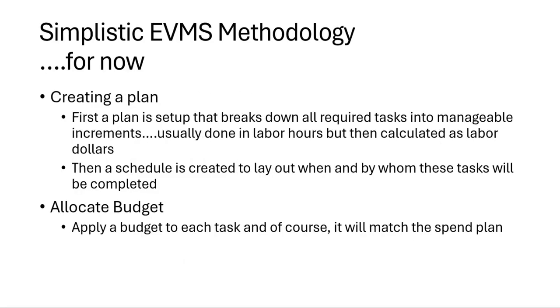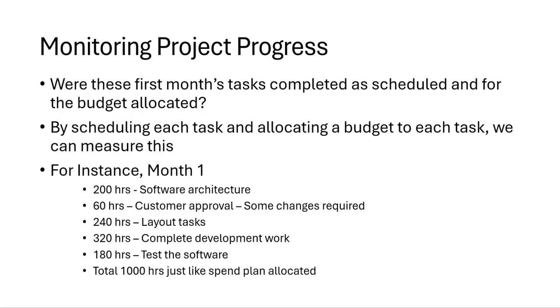So we decided we needed to create a plan and set up the work breakdown structure, and then create a schedule to lay out when and by whom these tasks will be completed, and apply a budget to each task. And of course it will match the spend plan. So for the first month we had 1,000 hours of activity planned, as the third bullet indicates, and the tasks that were to be performed were the 5 tasks shown up above that.